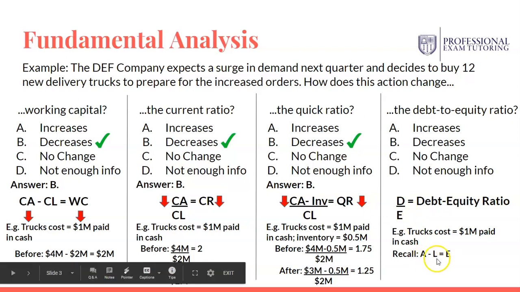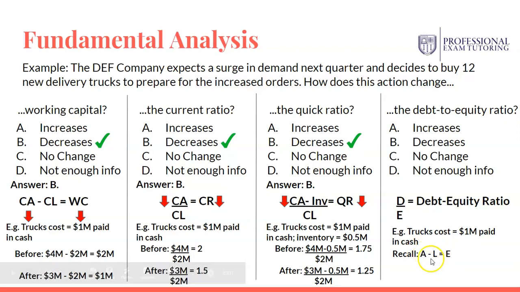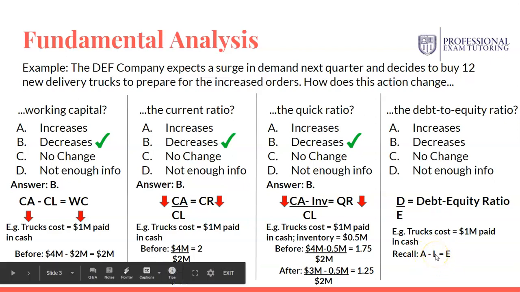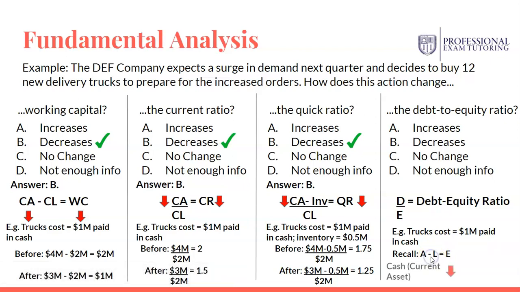And remember, assets minus liabilities equals equity. And since assets are not changing, and we know that liabilities didn't change because we didn't borrow any money to buy these trucks, the whole equation, assets minus liabilities, will not have changed at all. And remember again here, cash dropped, but the truck asset increased, so therefore there's no change in the debt to equity ratio.